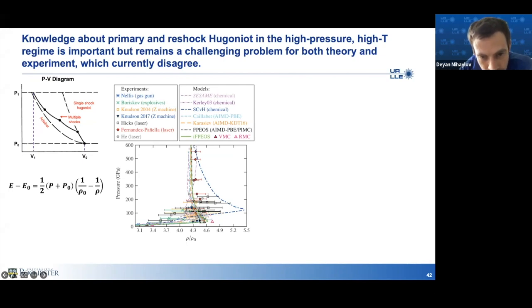And here, disagreement between the curves in this region of maximum compression is actually very sensitive to initial conditions. So you first need to find E naught, P naught, and rho naught, and using those as initial conditions, you launch your Hugoniot. When you have a theory, you have a disagreement in E naught, P naught, in the initial conditions, right? And this is very sensitive to those initial conditions, and the slight differences can be attributed to those.